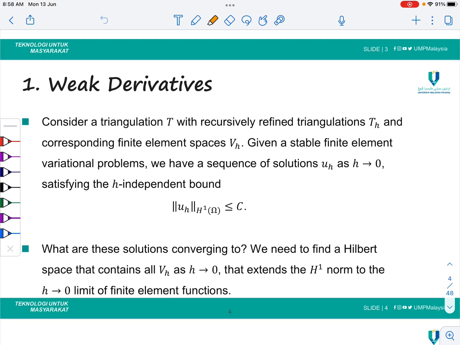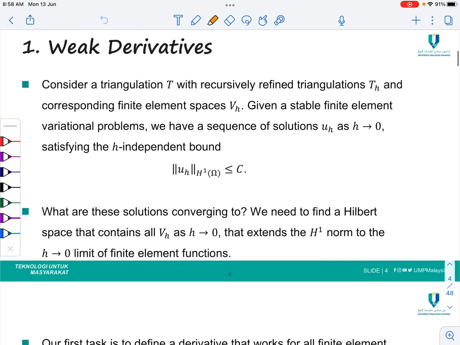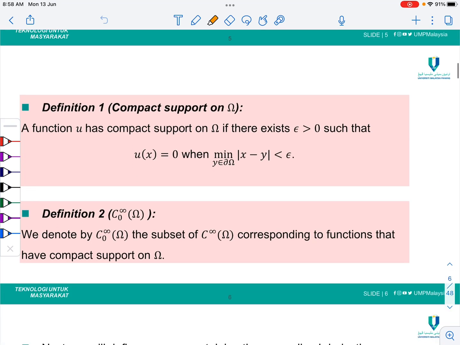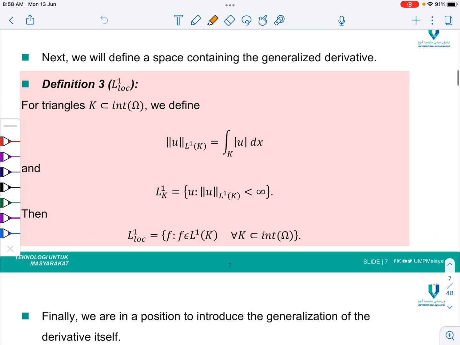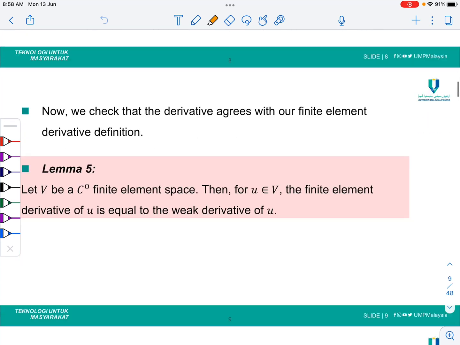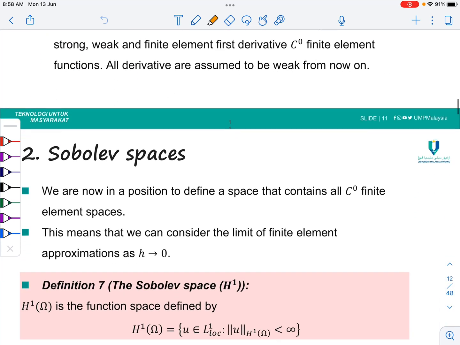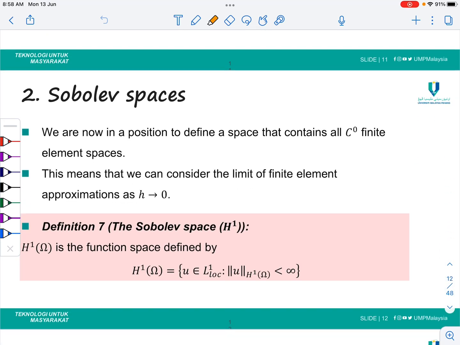Last time, we introduced the definition of weak derivative of a function. It agrees with the classical derivative when we have a smooth function. Now, we are going to look at function spaces using these weak derivatives that contain all C0 finite element spaces.